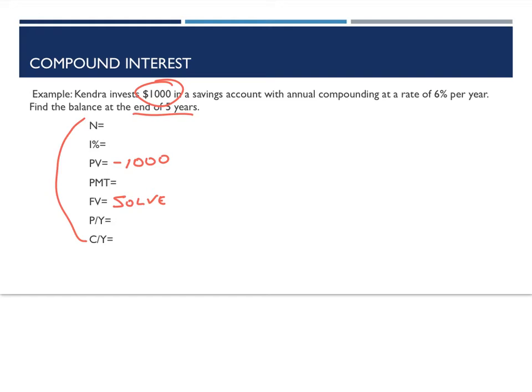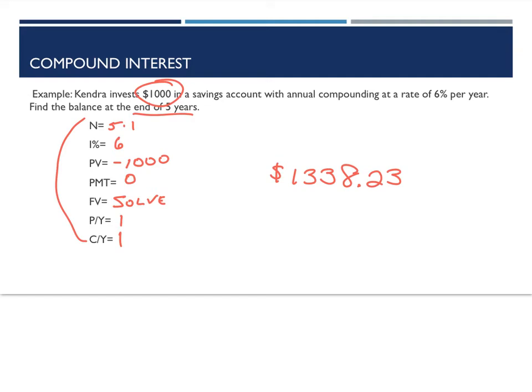She has an annual compounding rate of 6% a year. Annual means once a year. We want to know how much she has at the end of 5 years. So N is going to be 5 years times 1, which is just 5. The 1 coming from my CY. We're not making any payments at all, so that's just 0. Once you see how to work the calculator program, the answer you get for your future value should be $1,338.23.